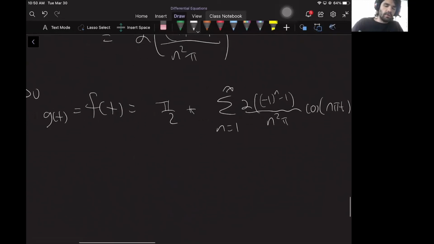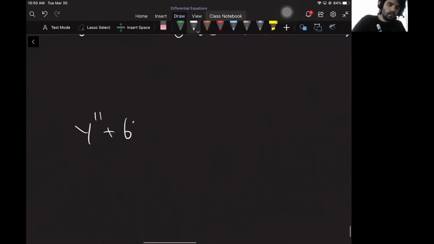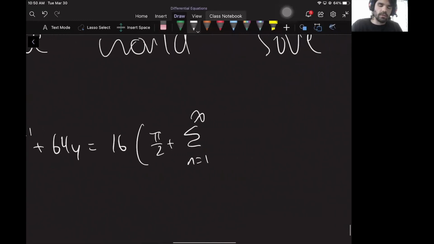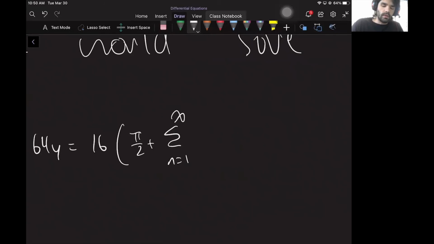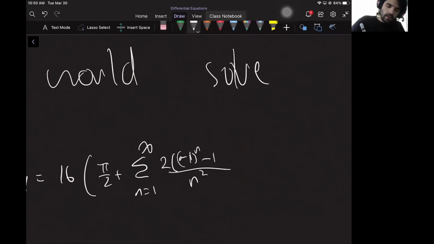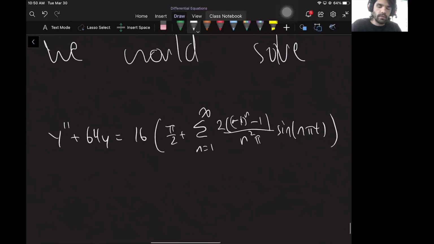Okay, so then to solve, we would solve the differential equation, 16 times this thing. And you would have to solve it sort of the same way, undetermined coefficients, but we're not going to worry about it. Solve. What was this? It was 2 times negative 1 to the n minus 1 over n squared pi. These guys. Okay, so we would solve this. I'm not going to, not enough time.